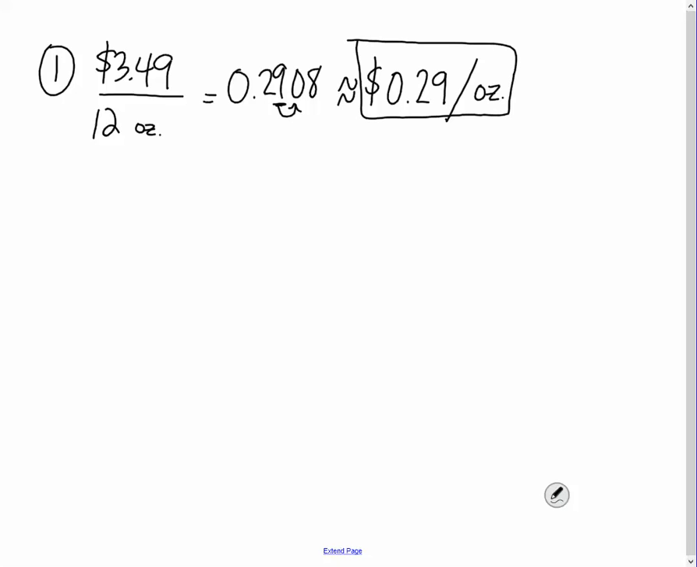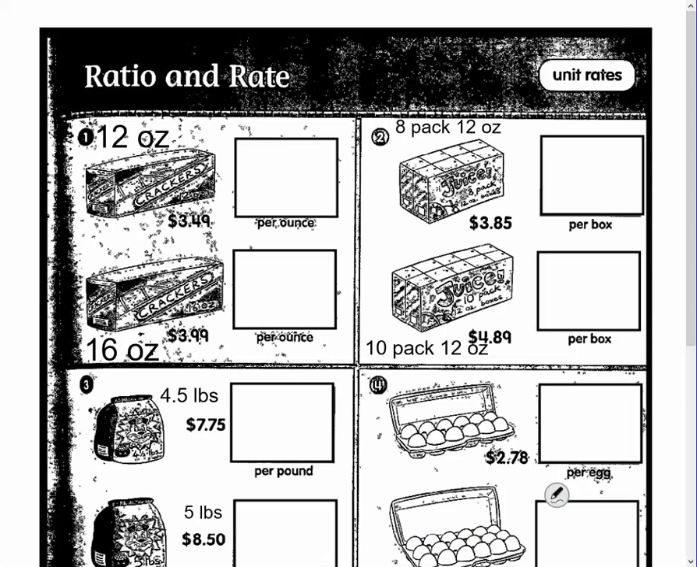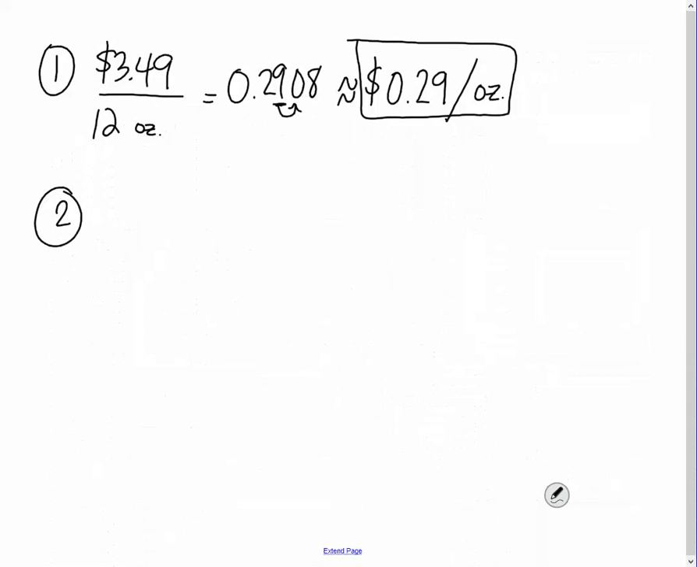What we're doing is, for question 2, we have another... oh, we still have another box of crackers. Whoops, we're not on question 2. We're still on question 1. Let's find out the other box of crackers. How much is the other box of crackers? $3.99. And how many? 16 ounces. Bigger box, and it's more expensive for the whole box, but is it cheaper per ounce? Let's find out.